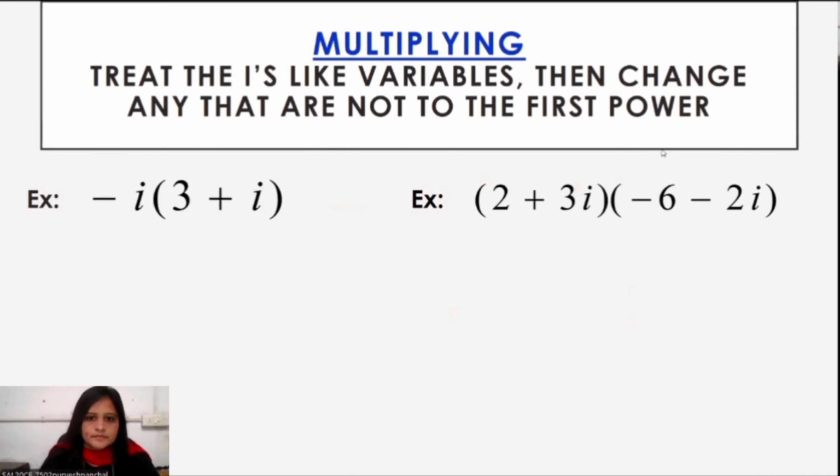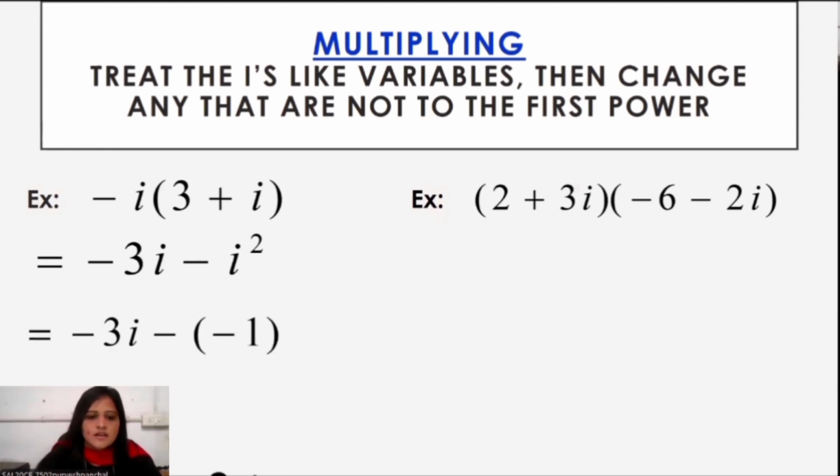Here, let us multiply minus i with (3 plus i). We will open the bracket. So minus i multiplied with 3 and then minus i with i. So our answer is minus 3i minus i square, and we know that i square is equal to minus 1. So our final answer is 1 minus 3i.